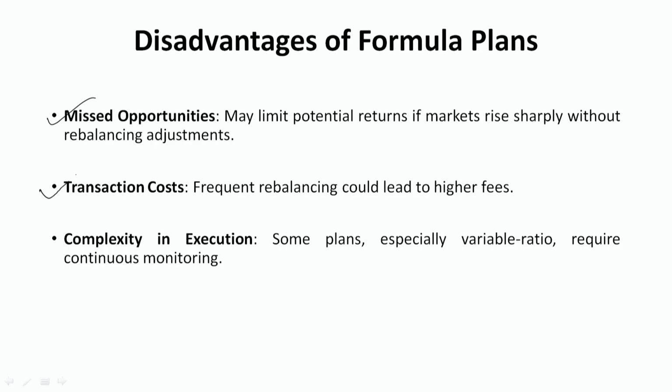And rebalancing: if I am going to either buy or sell in order to maintain the proportion of investment, you may incur higher transaction costs, because if any of those assets are frequently moving up or down, then you may have to either purchase or sell those assets so that you maintain the proportion per category. And there is complexity of execution. It is more likely to happen in a variable ratio plan. Otherwise, it is quite simple and it is useful.